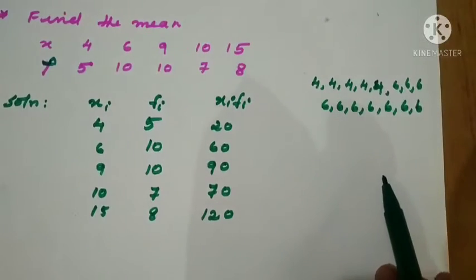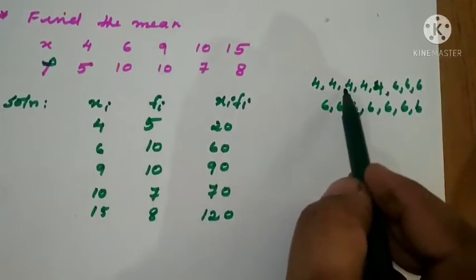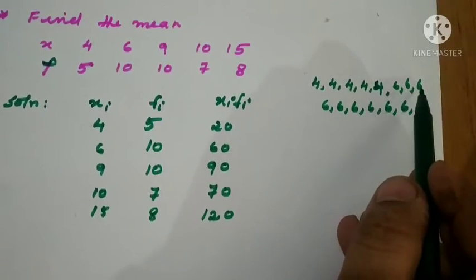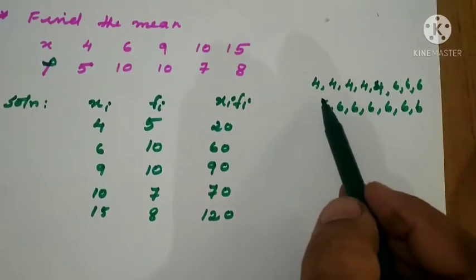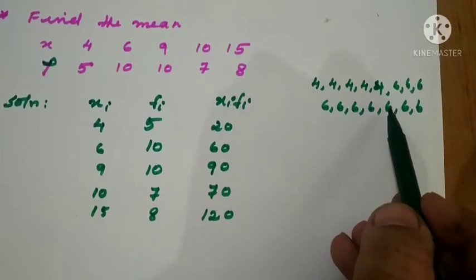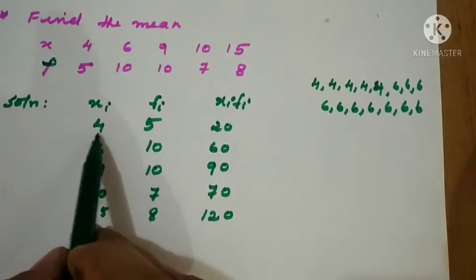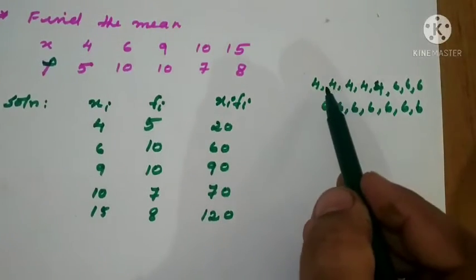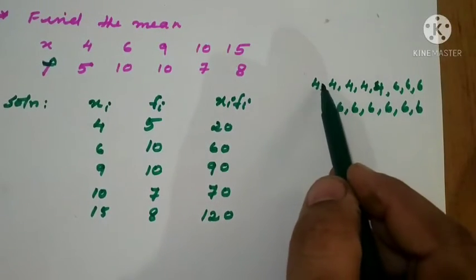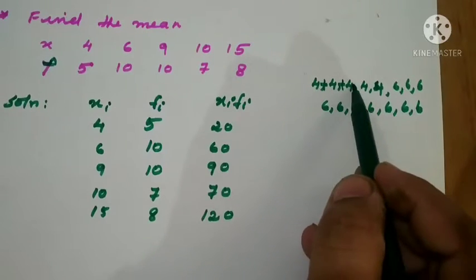Like that only. 4 is repeated 5 times, 6 is repeated 10 times. So the raw data will be equal. We summarized it in this way, 4 is repeated 5 times. So when we are finding the mean, what will we do? We will add all this data.